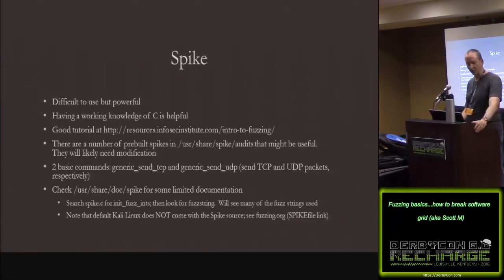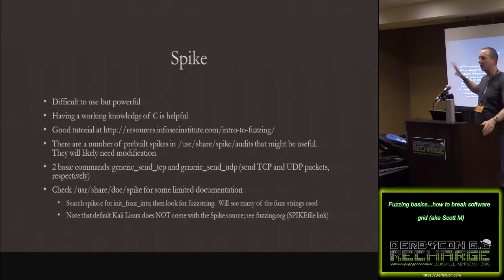Spike. Spike's been around for a long time. Tough to use, but pretty powerful. I don't know C that well, but the better you know C, the more mileage you can get out of Spike. There's a really good tutorial on it at infosecinstitute.com, and that's where I started learning more about Spike. Kali comes with some pre-built spikes in that area that are useful, but nine times out of ten you're going to have to modify them for your particular target.